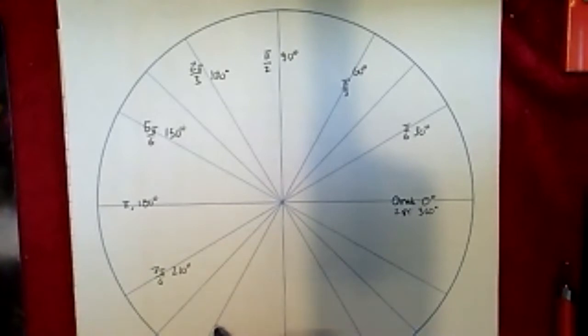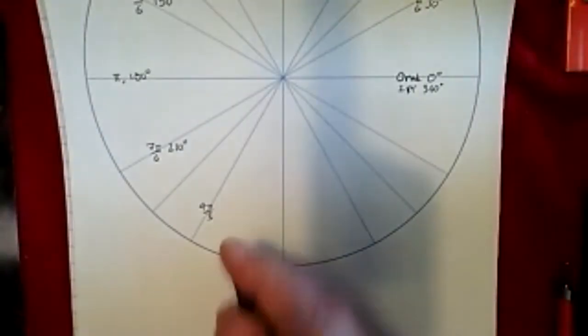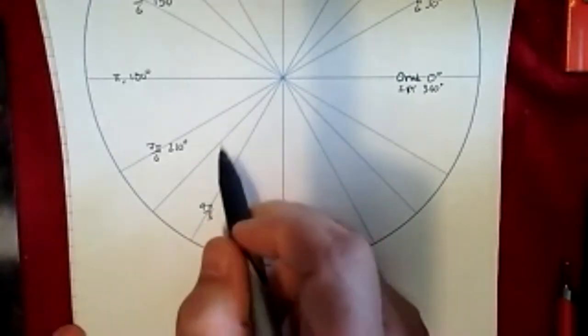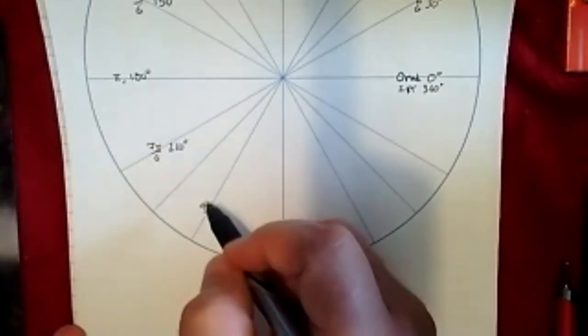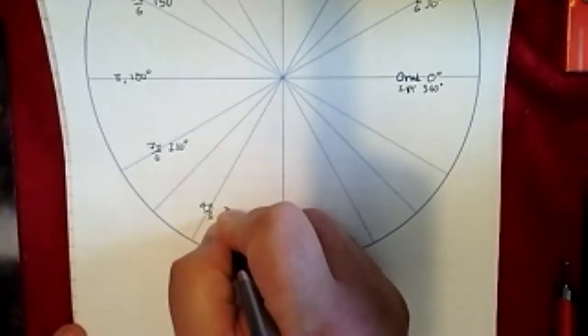Again, skipping the 45, I go to 7 pi over 6. This is 8 pi over 6, and 8 pi over 6 can be reduced to 4 pi over 3. So I'm getting near the bottom, so I'm going to move it up a little bit so we can at least evaluate the angles. That's 4 pi over 3. Of course, this is also 180 plus 60, and 180 plus 60 is 240 degrees.